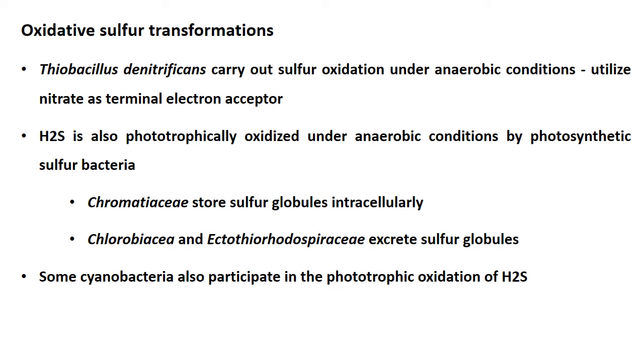Bacteria belonging to the groups Chromatiaceae, Chlorobiaceae, Ectothiorhodospiraceae, etc. are examples of such photosynthetic sulfur bacteria. Among these organisms, Chromatiaceae store sulfur globules intracellularly, while Chlorobiaceae and Ectothiorhodospiraceae excrete sulfur globules. Some cyanobacteria also participate in the phototrophic oxidation of hydrogen sulfide. So we were talking about oxidative sulfur transformation.